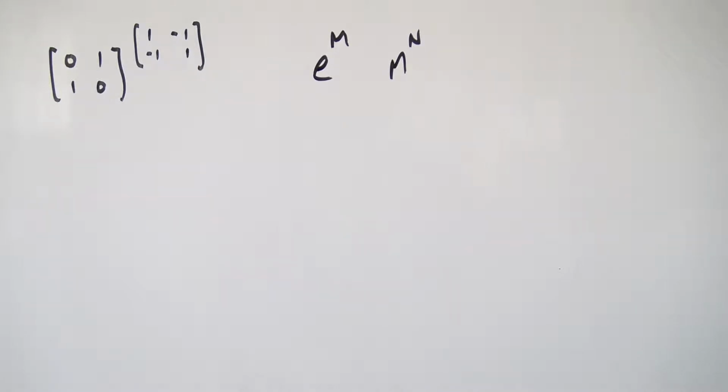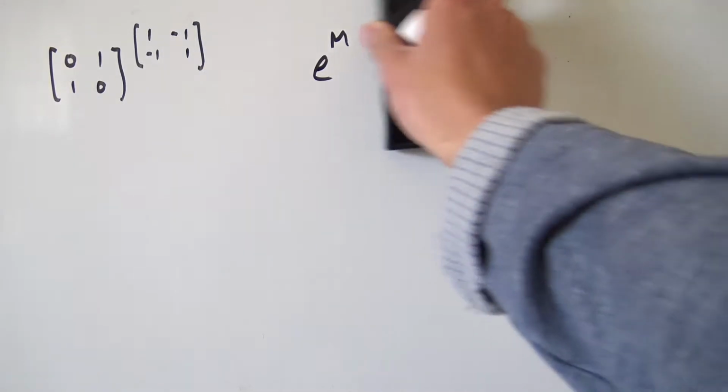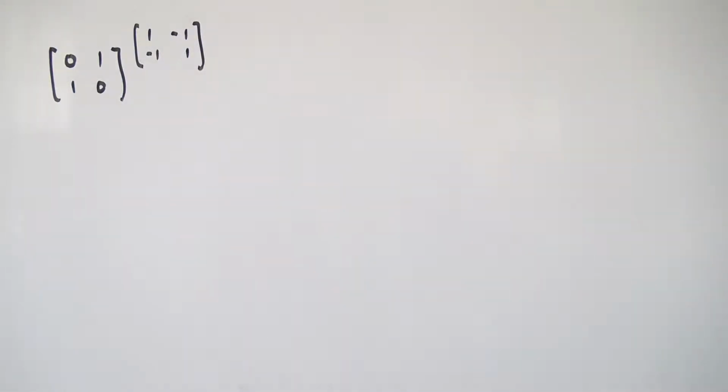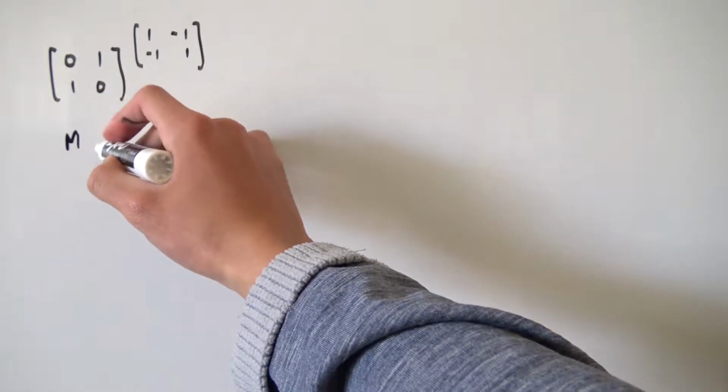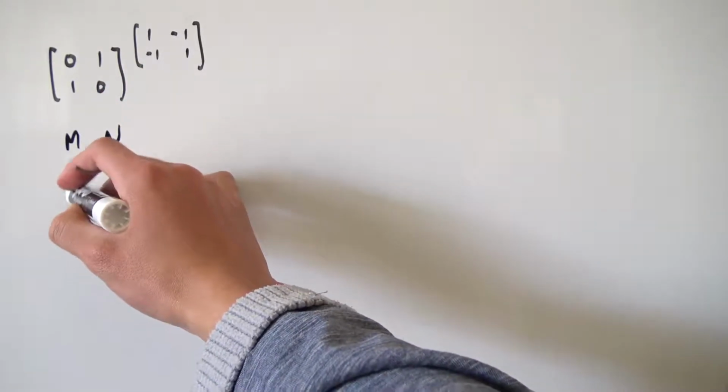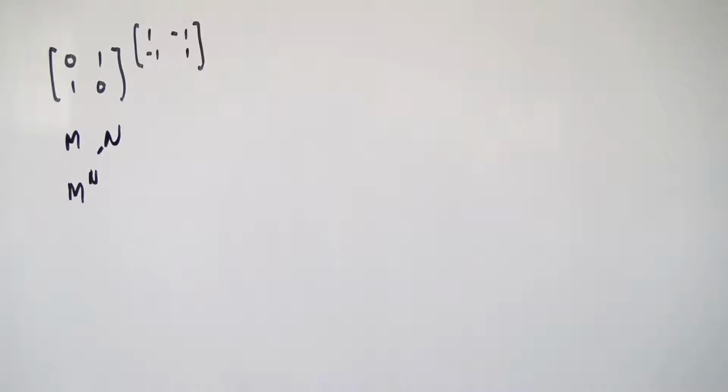And I'll actually do a full example using this example after we do some other stuff. But for now, let's actually try to get some kind of definition for our matrix raised to a matrix. So let's actually consider two matrices, m and n. And we want to find out what exactly m raised to the n is.